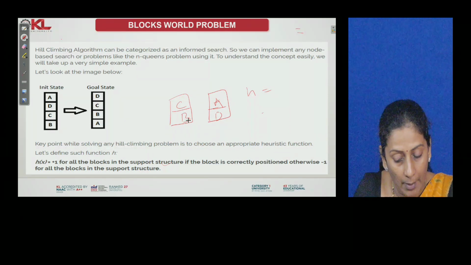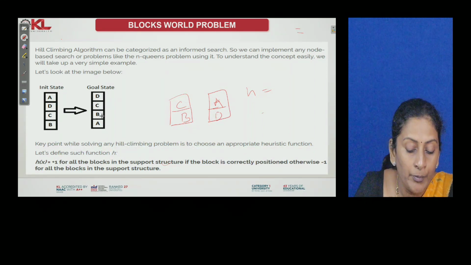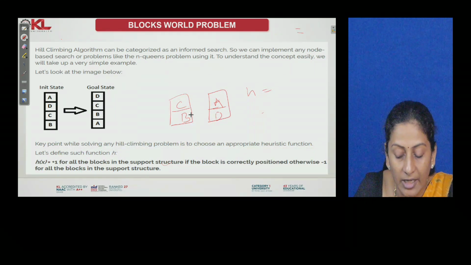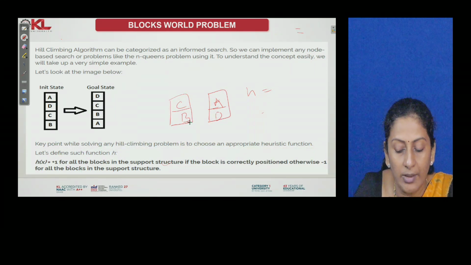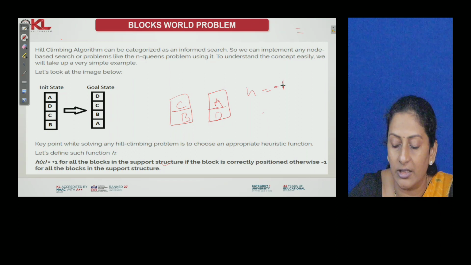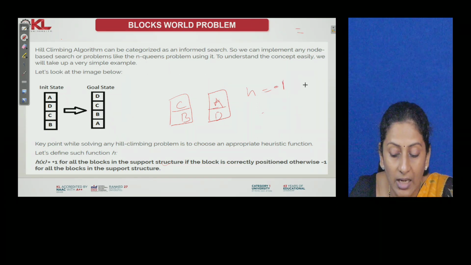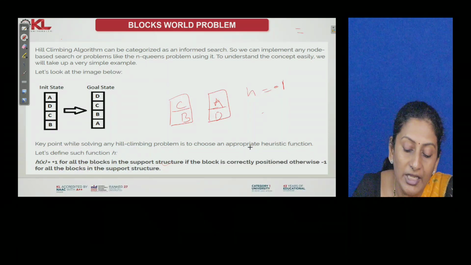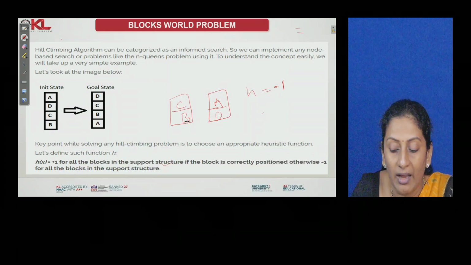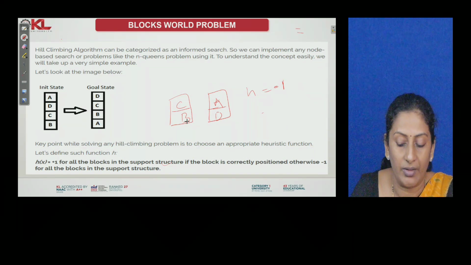Generally, if we compare this with the goal state, the goal state obviously should have 2 blocks under C, but there is only 1 block placed. That means this 1 block is placed wrongly. So if I place wrongly, I will deduct, I write -1, right? If I place correctly, I will add +1. If it is placed wrongly, I will subtract 1. In such a way, I have defined my heuristic function.